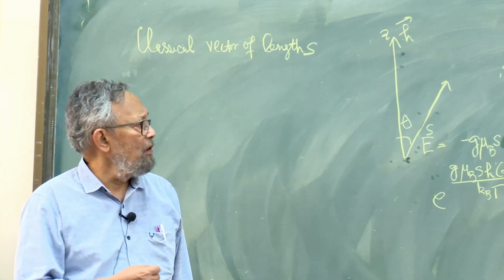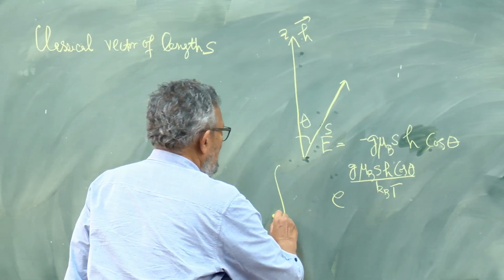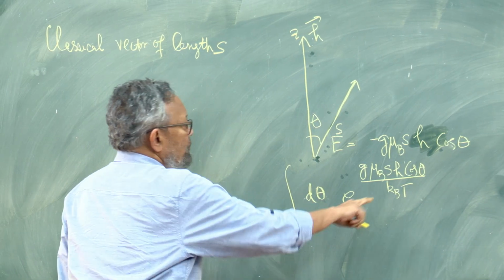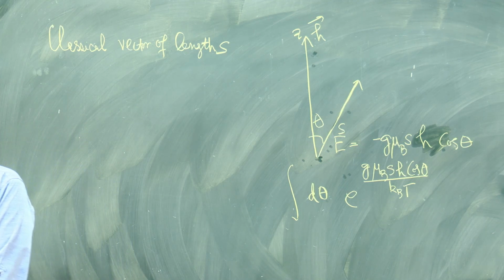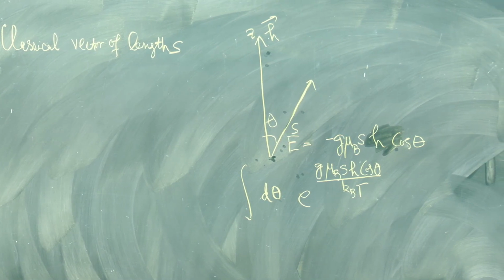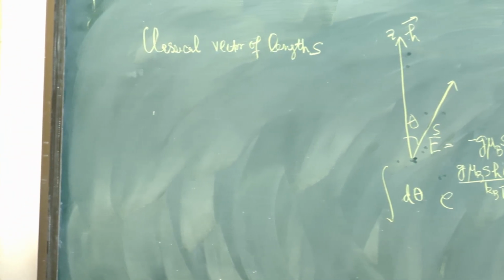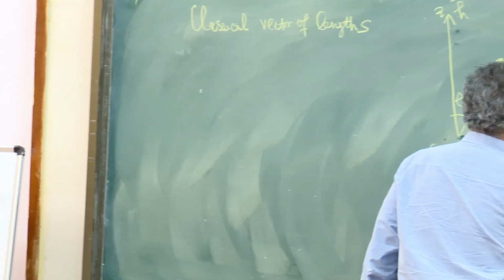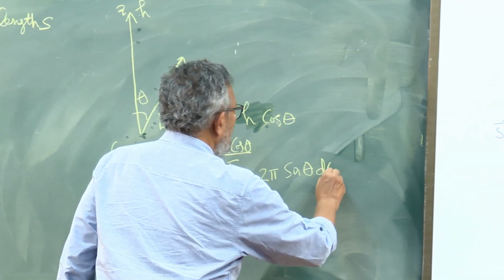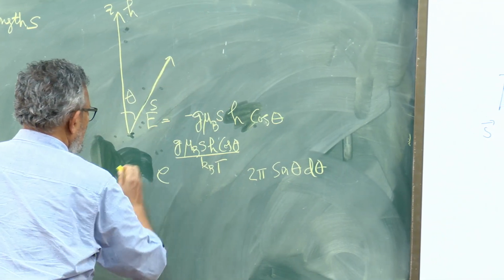So when you do the integral, then what do you do? You will do d theta, but there is a phase space factor. What is that factor? When you use polar coordinates and do an integral over the angles, what is the factor that you use? 2 pi sine theta d theta. The phi integration gives you 2 pi, and then there is a sine theta d theta part. So we will do it here, 2 pi, with the integral.